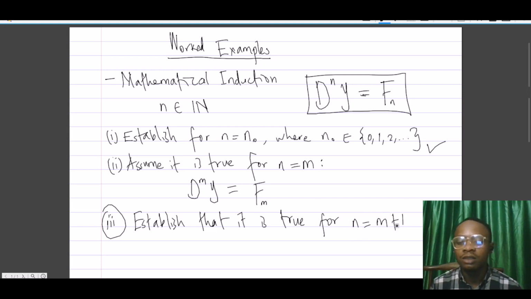So after writing out this assumption, we'll make use of it to check that it is true for n equal to m plus 1. So for this situation, it means we will be checking for the m plus 1 derivative of y. We know that the m plus 1 derivative is the same thing as the derivative of the m-th derivative of y.